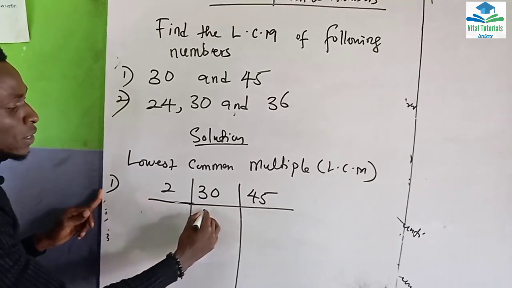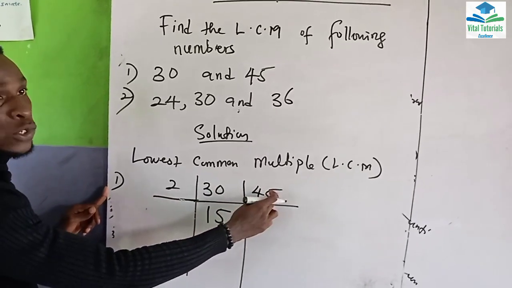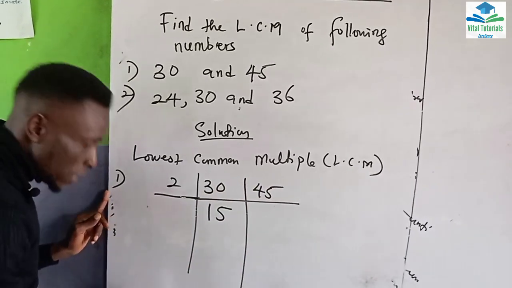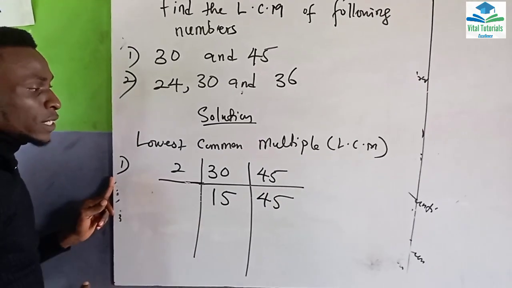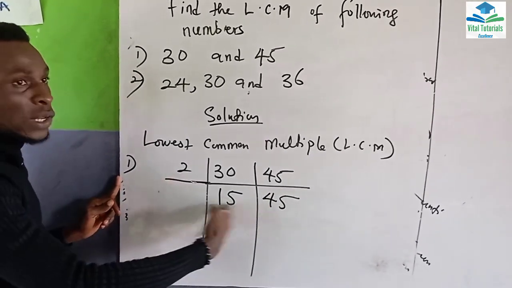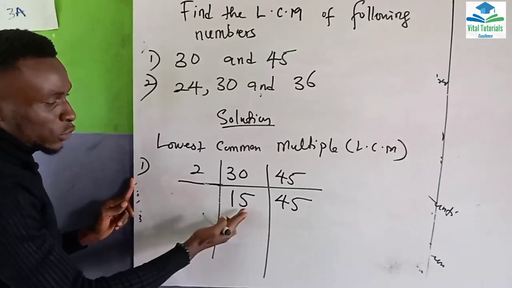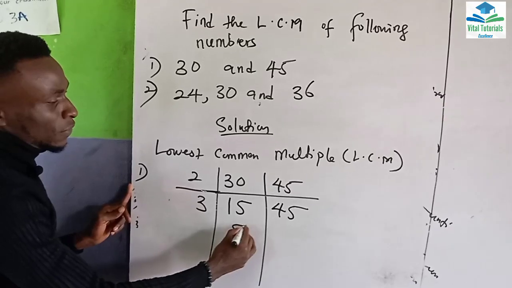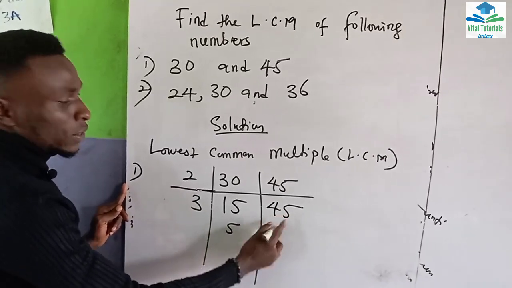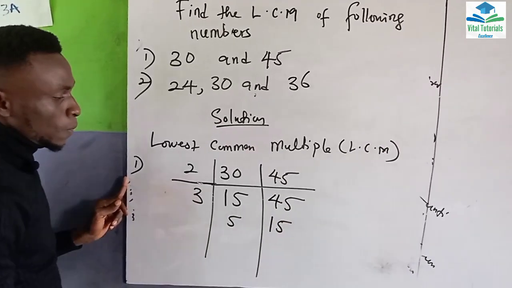If 2 goes into 30, the answer is 15. But if 2 goes into 45, there will be a remainder, so you bring down the 45. Now, having written that, what is the next number that can go into any of them? You cannot use 2 again, of course, because 2 cannot go here. Then you try 3. Yes, 3 can go. 3 goes into 30 is 10, while 3 goes into 45 is 15.